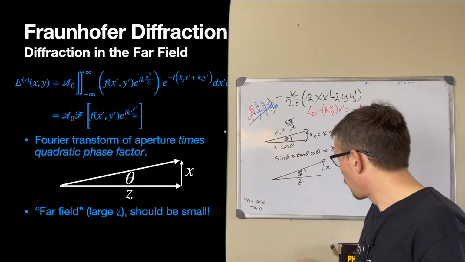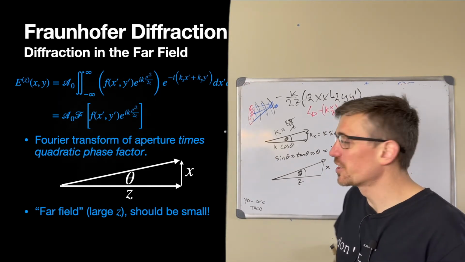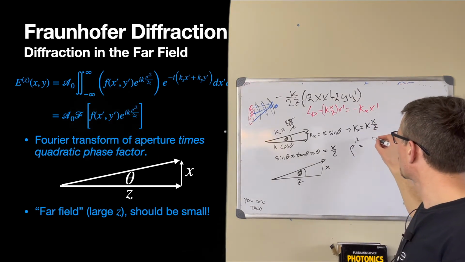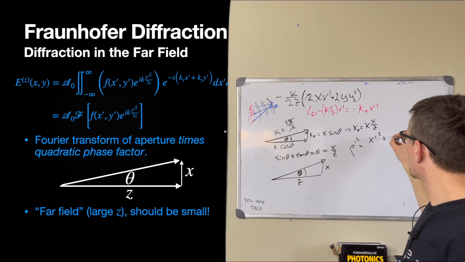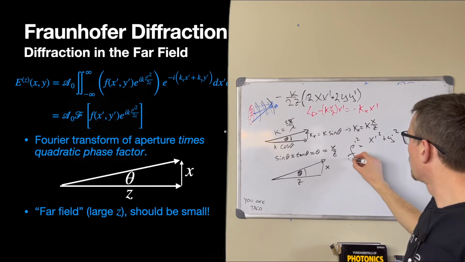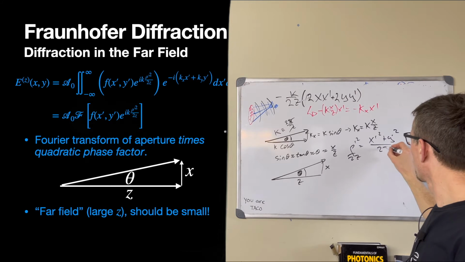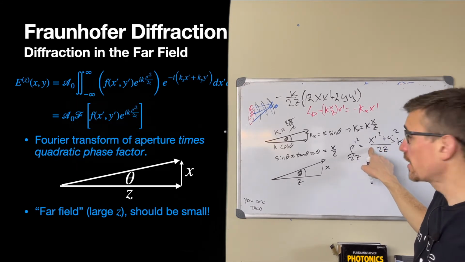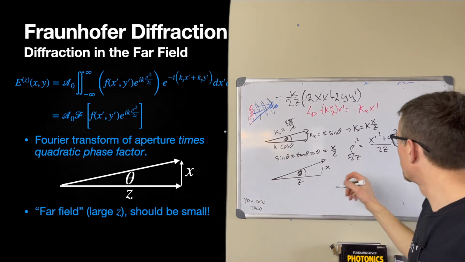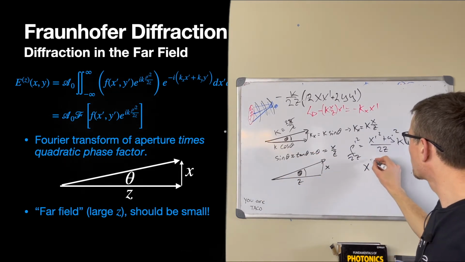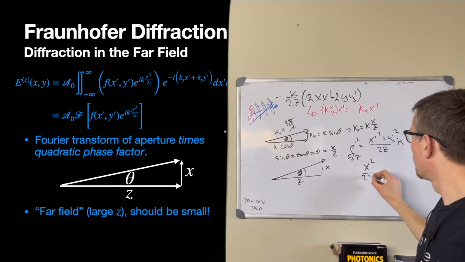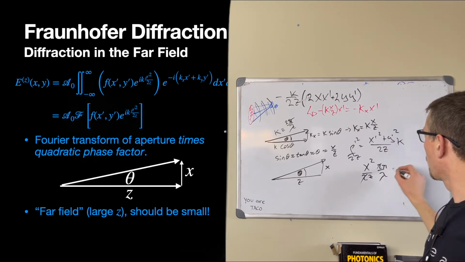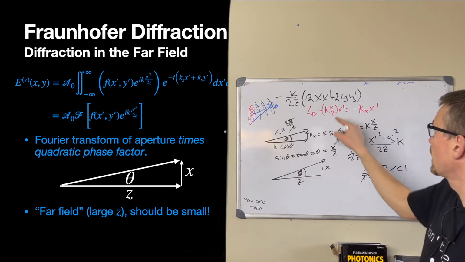And therefore, these quadratic terms, what is this quadratic term again? Remember, rho prime squared is equal to x prime squared plus y prime squared. Then we had a 2z here, and we times all that by k. So let's just think about under what conditions this is small. Let's just look along one direction, say x. We want this term x squared over 2z times k, which is 2 pi over lambda, to be much less than 1, much less than any of these phases.